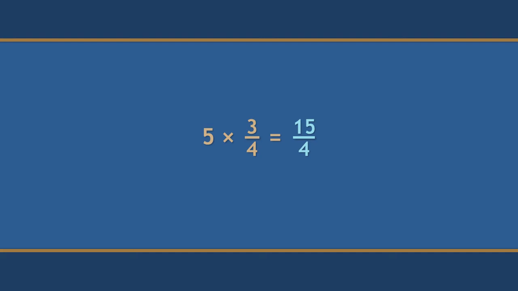Okay, so that was what I would call the long way to do these types of equations. The short way would be to simply take that whole number and multiply it by the numerator, and then keep the denominator the same. So in this case, we see that 5 times 3 equals 15, and then we just move that 4 over as the denominator, which gives us 15/4. Same thing with this example. 3 times 6 gives us 18, and then we move the 7 over as the denominator. Now, in both these cases, you would need to reduce these fractions by turning them into mixed numbers.